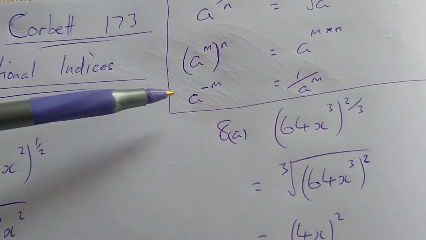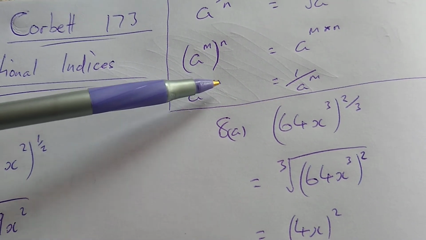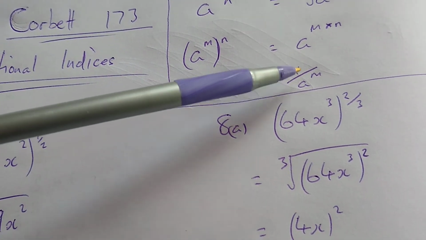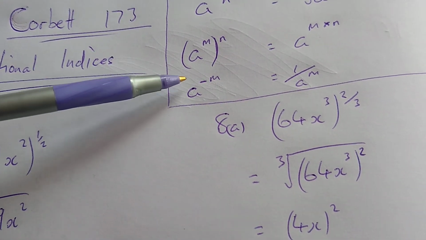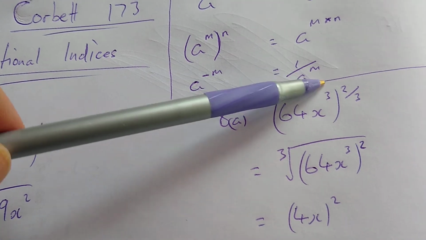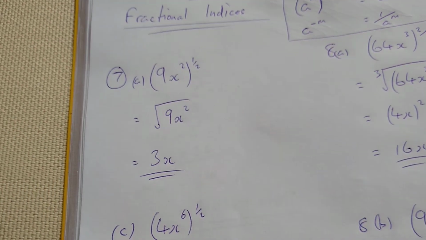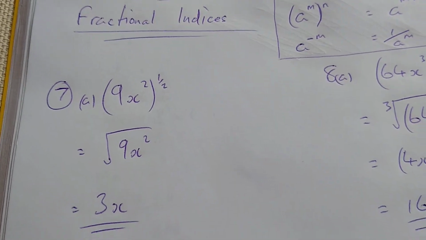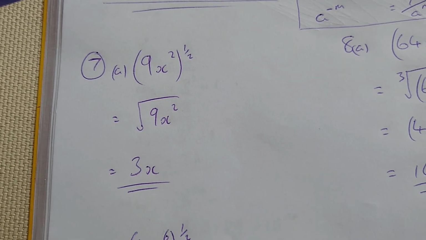And third rule, a to the negative m is 1 over a to the power m. So if we're doing 5 to the negative 2, for example, that means 1 over 5 to the power 2, 1 over 5 squared. Okay, right, let's try some questions when we're using those.